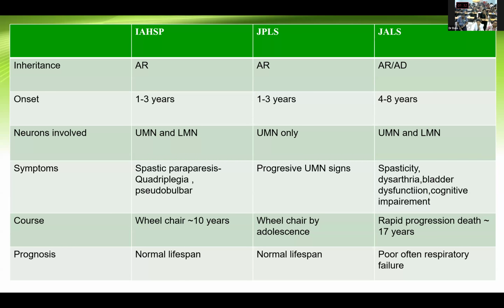Coming to juvenile amyotrophic lateral sclerosis, the inheritance is usually autosomal recessive or autosomal dominant, and the age of onset is usually 4 to 8 years, and there will be spasticity, cognitive impairment with dysarthria, and due to rapid progression of disease, death might occur within 17 years of age due to respiratory failure.